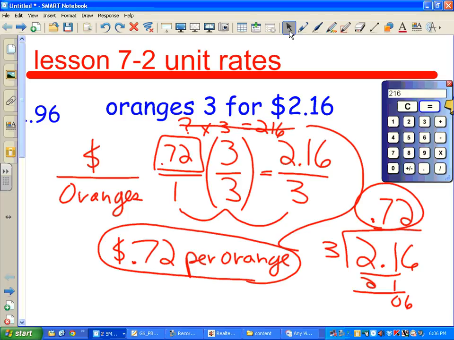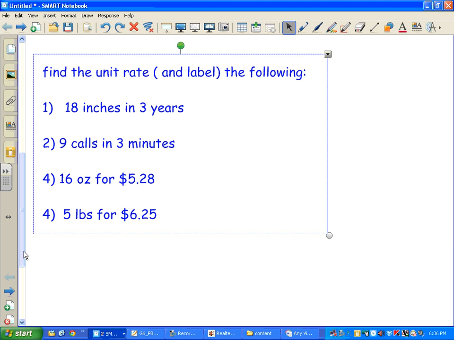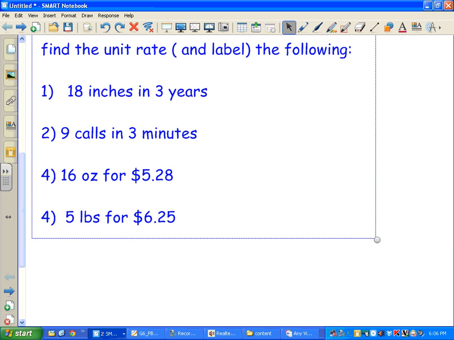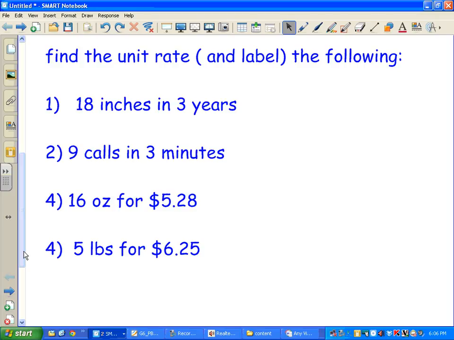Easy as falling down. Okay, ladies and gentlemen, here is the work that you need to accomplish before Mr. Briggs will let you start on your homework. You need to find the unit rate and label the following. 18 inches in 3 years. Okay? I want to know how many inches per year. 9 calls in 3 minutes. How many calls per minute? Okay? And 16 ounces for $5.28. I want to know how much 1 ounce costs?